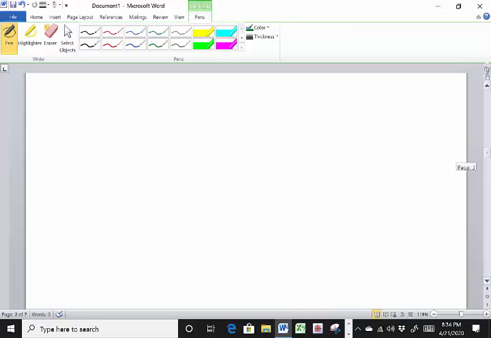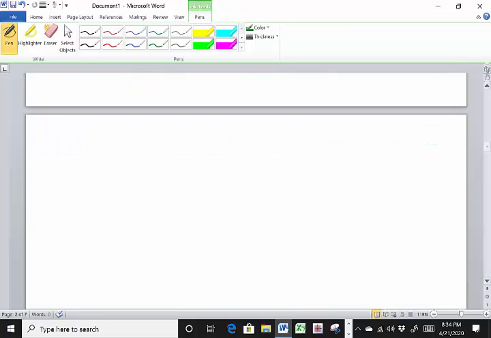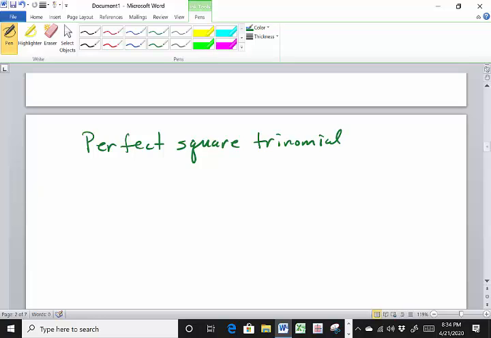and that is a perfect square trinomial. Okay, perfect square trinomial. All right, basically what that is, okay, if you have a binomial like x plus y squared. Remember we did this already.